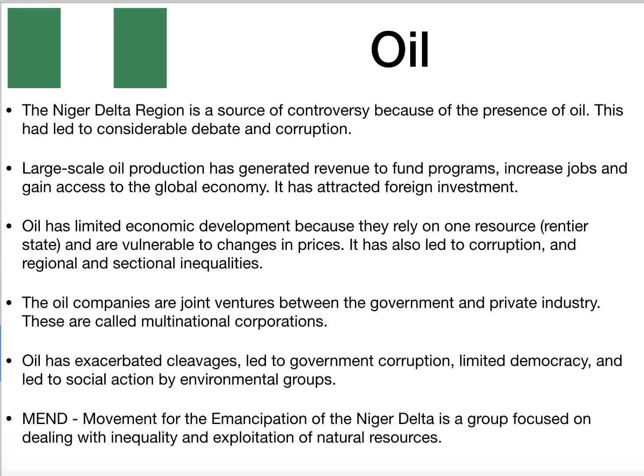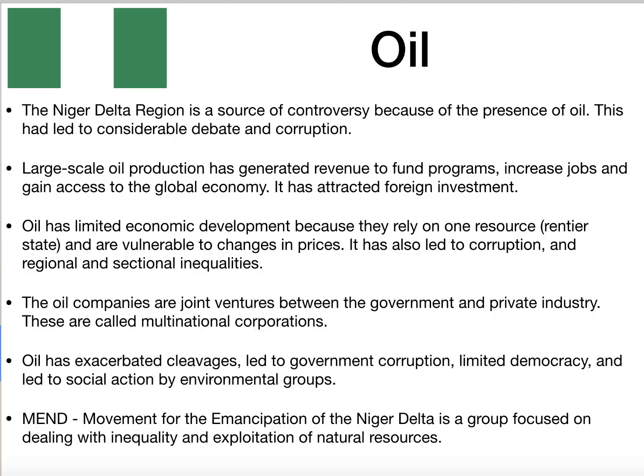All right, the one major resource of Nigeria is oil. Nigeria is a rentier state with tremendous wealth as a result of its oil production. The Niger Delta region is a source of controversy because of this, because all sides would like to have access to it, and it's led to tremendous corruption on all levels. Large scale oil production has generated tremendous revenue, obviously, on the global stage. A lot of foreign investment as well in Nigeria.